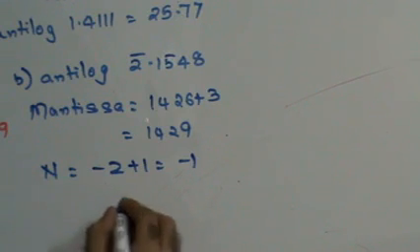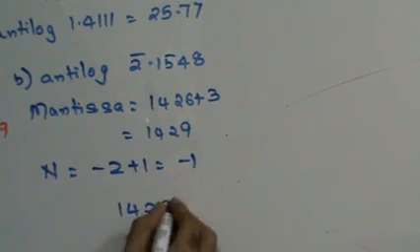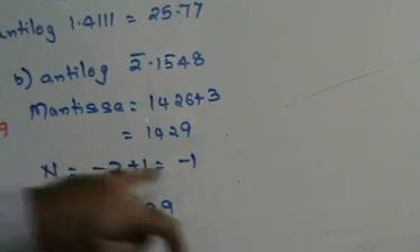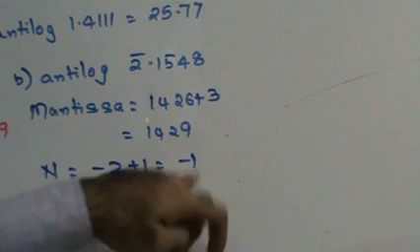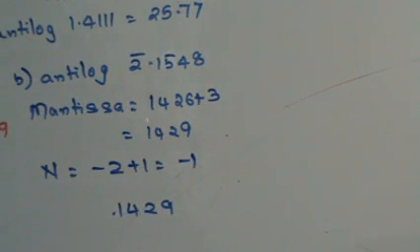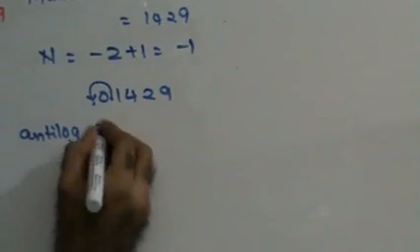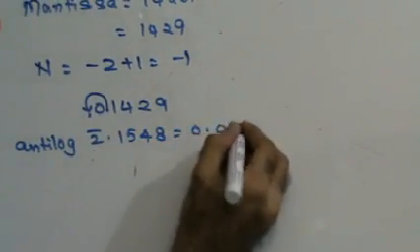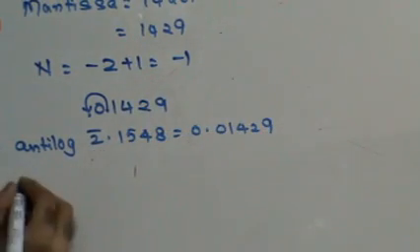I also told you that whenever you write mantissa, the decimal is assumed to be before the first digit. Now since the number is negative, the decimal will be shifted towards the left. It will be shifted one place towards the left, so you have to put a 0 here. Hence, antilog of 2 bar 0.1548 is 0.01429. Right?